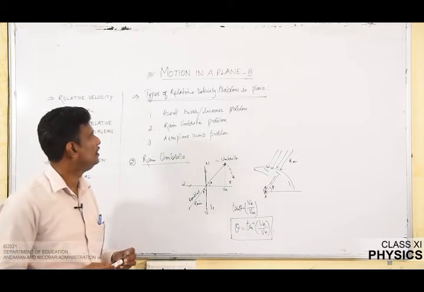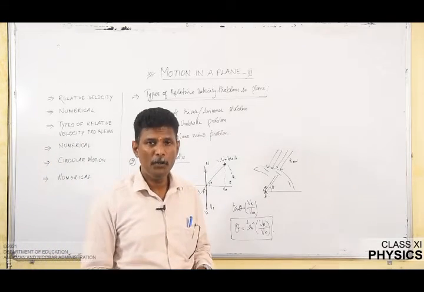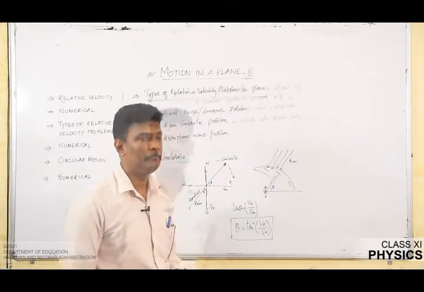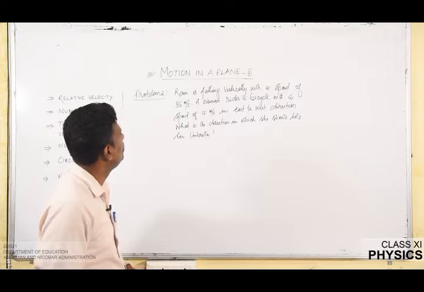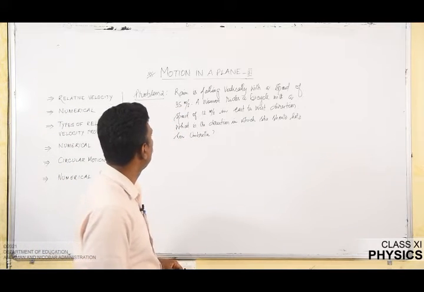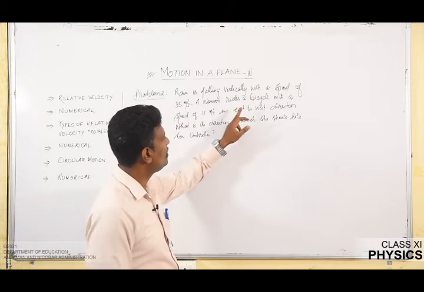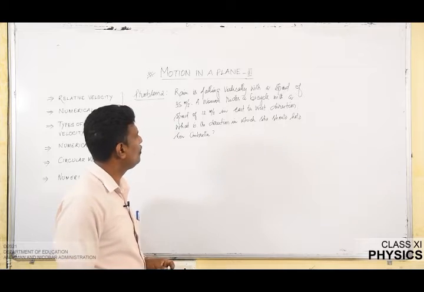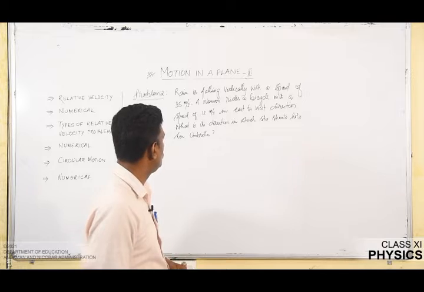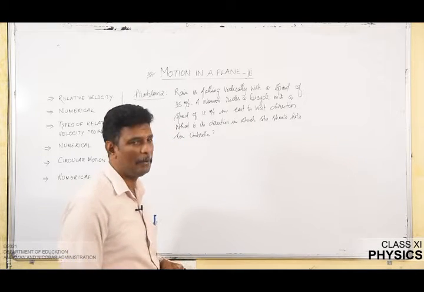This is the brief about the types of relative velocity problems in plane. Let us do one numerical to understand the concept much deeper. Now, let us take this question. Rain is falling vertically with a speed of 35 meter per second. A woman rides a bicycle with a speed of 12 meter per second in east to west direction. What is the direction in which she should hold her umbrella?